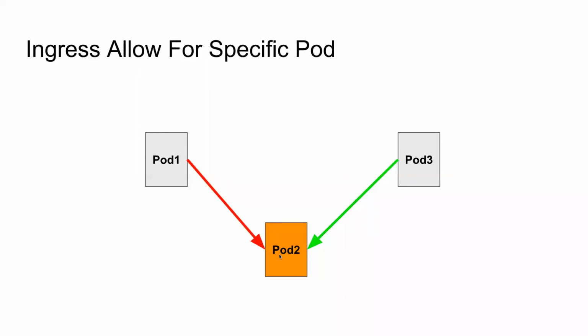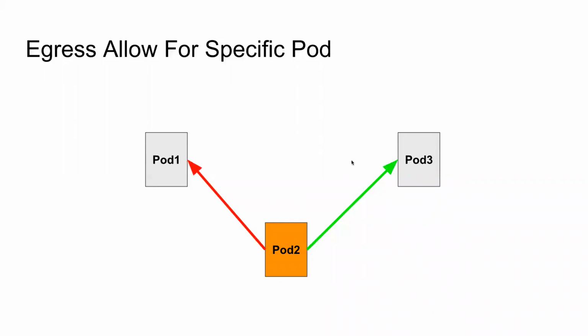For example, pod 2 can be a DB instance, and then pod 3 will be an application instance. So only pod 3 as an application instance will be able to connect to pod 2. But pod 1 may be something like another application instance. So there is no need to make this kind of communication between pod 1 and pod 2. In the same way, egress works like this. So pod 2 can have an outgoing connection to pod 3, but there will be no connection from pod 2 to pod 1.